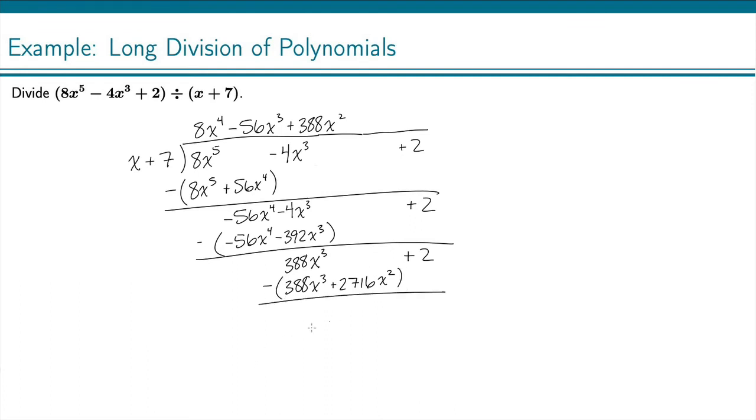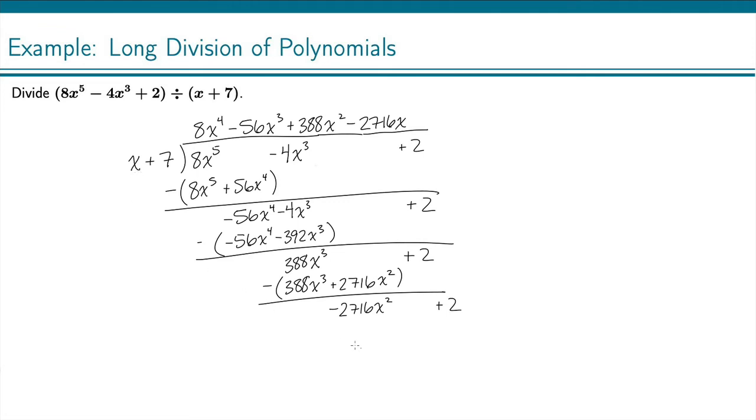We're getting big numbers, but the process is pretty straightforward. These first terms cancel. Now I've got negative 2,716x squared, and carry the 2 down. I'm going to leave the space for the x term. I'm going to move it over. My numbers got big. Now we do it again. We take negative 2,716x squared and divide that by x. We get negative 2,716x, and we multiply that by this divisor.